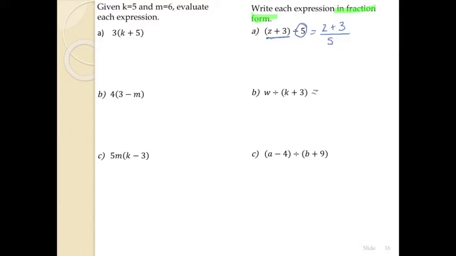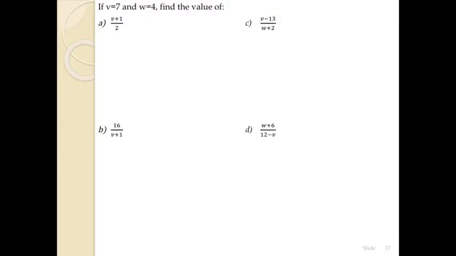So on part B, what we get is w, because that first component before the division is a w, and then we put the k plus 3 in the denominator. So this section here is in the denominator. And on part C, we have a minus 4, that goes in our numerator. And then we have b plus 9 in the denominator. Okay, so if you weren't sure of any of those, make sure you ask your teacher for help.